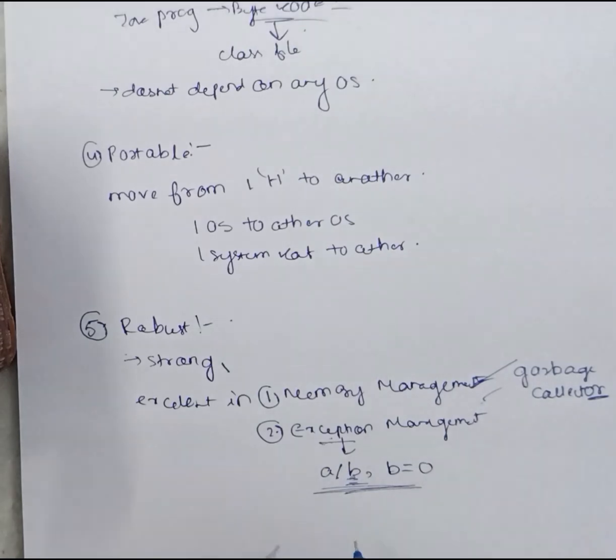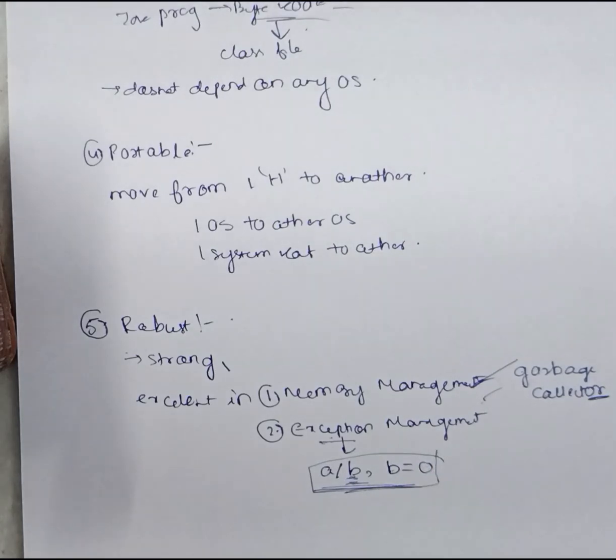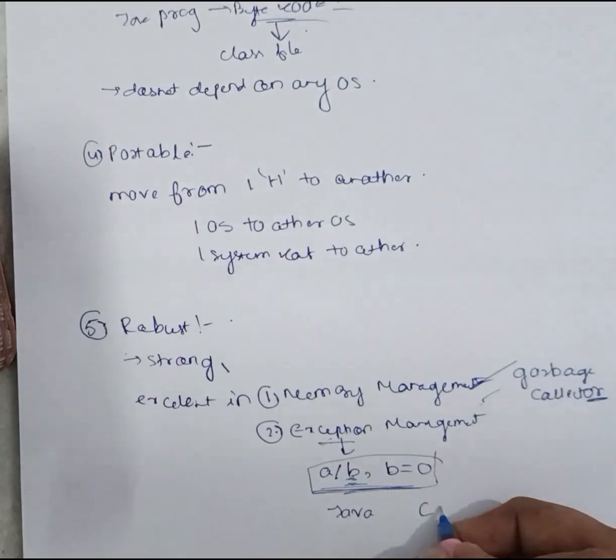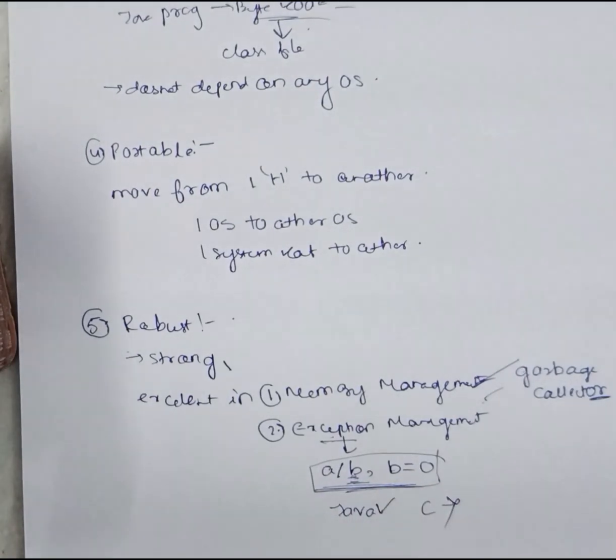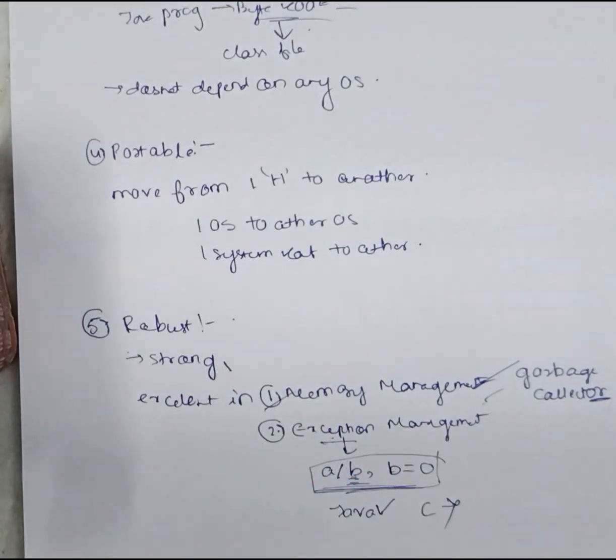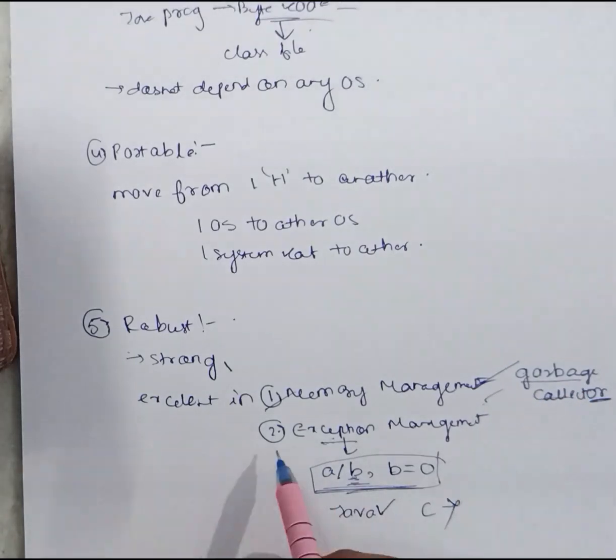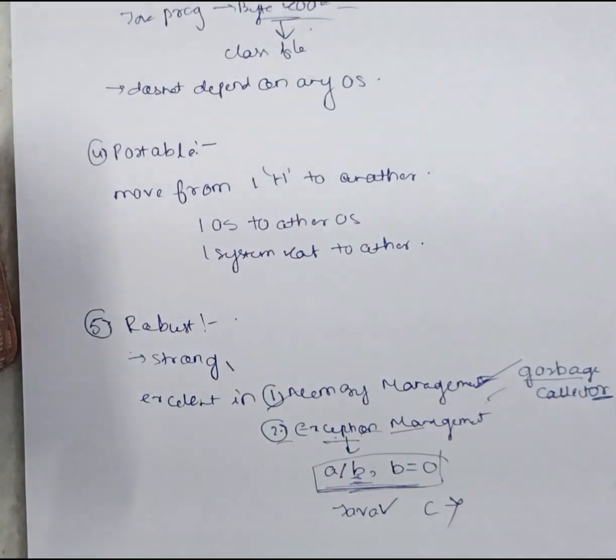If comparing to other languages like C or C++, this abnormal case cannot be handled by C and C++, but it can be easily handled by Java, using some code. It handles the abnormal situation, and that is known as exception handling. So the first one is memory management by garbage collector, and the second one is exception handling. Okay, so this is what robust is about.